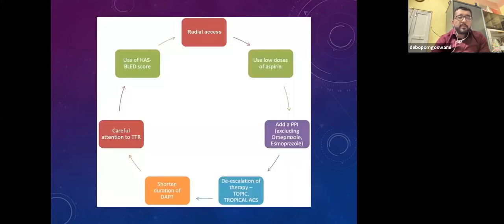So to summarize, these are the important aspects as already discussed: radial access, use of low dose aspirin, adding a PPI. De-escalation of therapy can also be considered, as evidence from the TOPIC and TROPICAL ACS trials. Shortening the duration of DAPT and careful attention to the time in therapeutic range, and proper use of the HAS-BLED score should be done. Next slide.